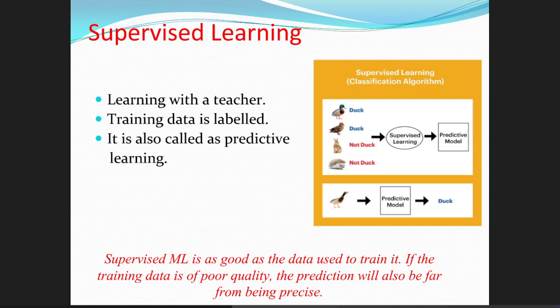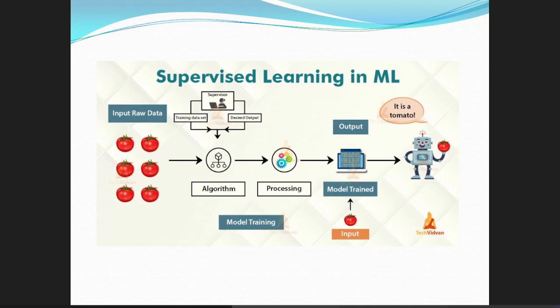So this is supervised learning, meaning learning with a teacher, or working with a labeled data set. Here in the diagram you can see we have duck and not duck. We make the algorithm learn, and the predictive model tells you whether a new animal is a duck or a non-duck. So this is supervised learning with a labeled data set. How is the data set labeled here? In the diagram you can see that with respect to each animal, a name is written: it is a duck, or it is not a duck. It means it is a labeled data set. Whenever we have a labeled data set, we are working with supervised machine learning algorithms. So supervised learning in ML is basically where we have an input raw data set with us.